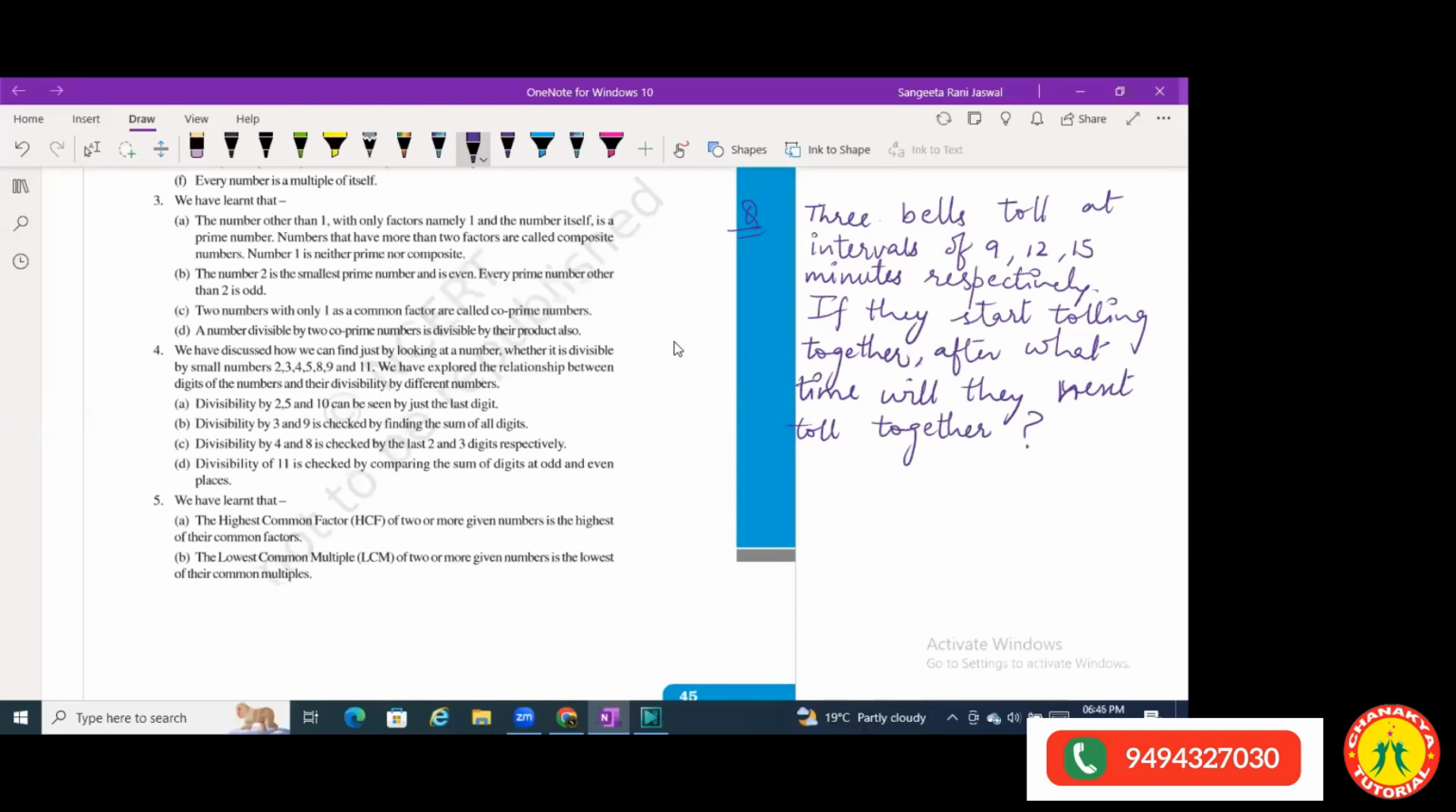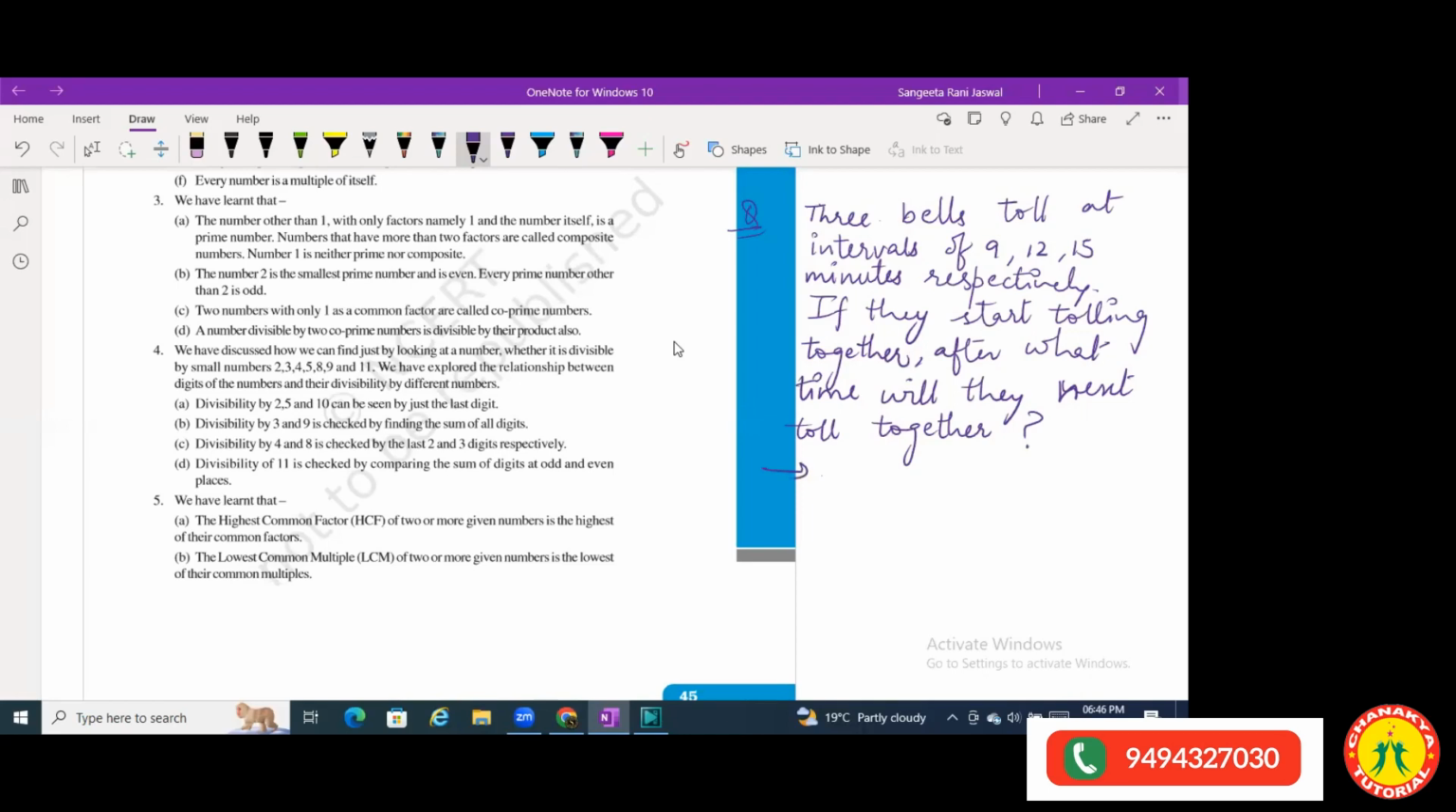Now, three bells toll at intervals of, that means after some time interval they are tolling. One bell is tolling after 9 minutes, another after 12 minutes, another after 15 minutes. So if they start tolling together, after what time will they next toll together? Coincidentally, all three bells tolled together. Now they are asking when will that incident come again. After 180 minutes. So what will you do in this case?